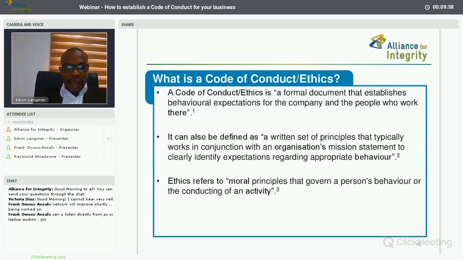So to start, a code of conduct is a formal document that establishes behavioral expectations of an organization's stakeholders, primarily its employees. We can also define it as a set of written principles that work in furtherance of the organization's mission statement. The other word to remember in this vein is ethics. Ethics is the moral principles that govern a person's behavior or the conduct of an activity. So what are we saying here? The code of conduct is the set of principles that is documented by an organization in order for stakeholders, primarily its employees, to be guided in their behavior.